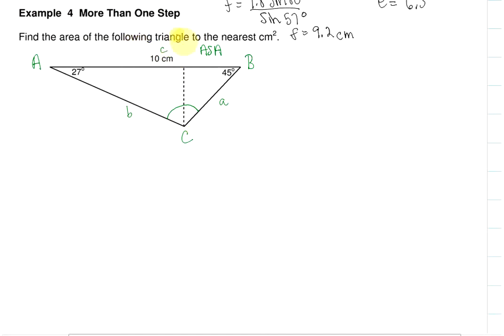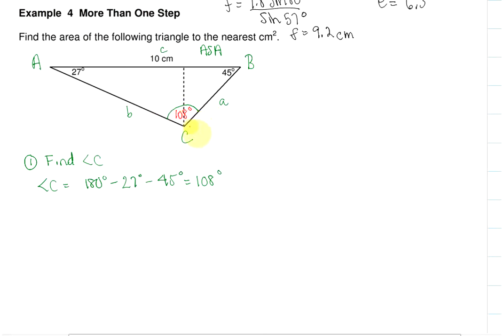Okay, so the first thing that I want to do, if I want to use the sine law on this at all, I need to have the angle which is opposite my given side. So I need to find angle C. And so angle C is 180 minus 27 minus 45, which gives me 108 degrees. So this is 108 degrees. Okay, so now I have my side and its opposite angle.